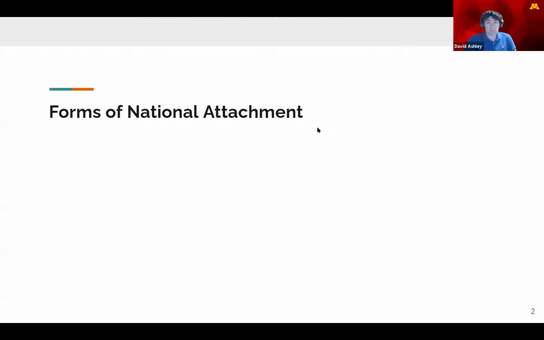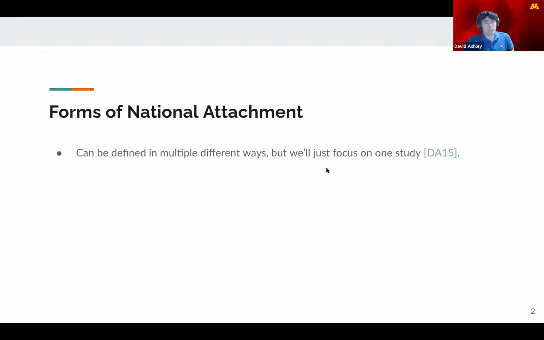So, in order to define what national identity is, we need to first clarify what we mean by national attachment. National attachment can be defined in multiple different ways, but generally it refers to the attachment one has to the nation. And obviously, we can measure this in multiple different ways. We'll just focus on one.